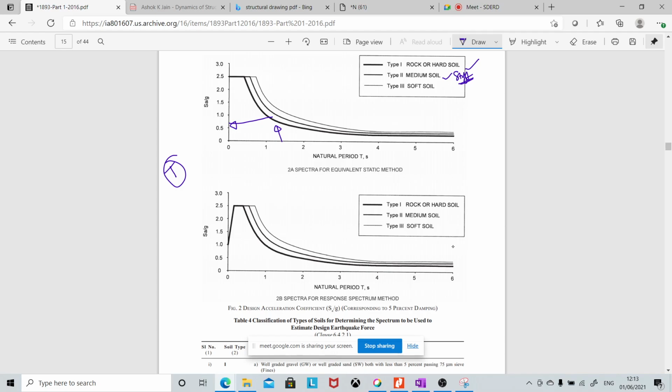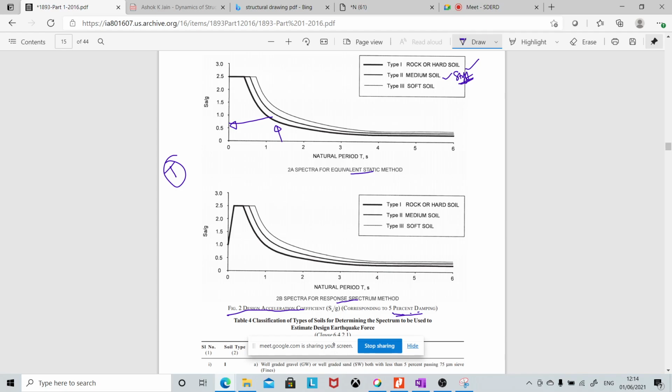Another important thing to understand is that this is known as the design acceleration response spectra, and this is for 5% damping. Two different design response spectra are given in the code. One thing regarding the design response spectra is that it is an acceleration response spectra. Another is that one is for the static method and another is to be used for the response spectrum method.